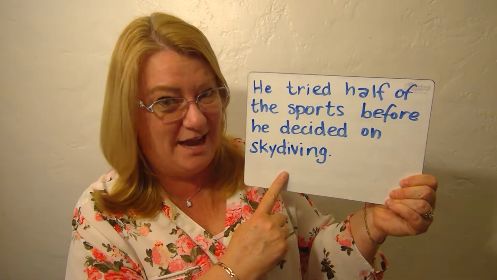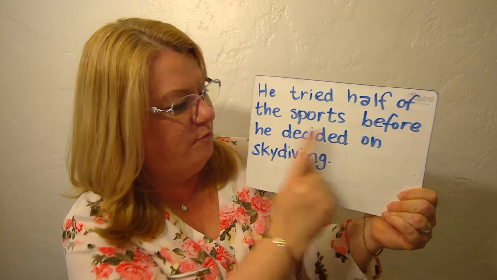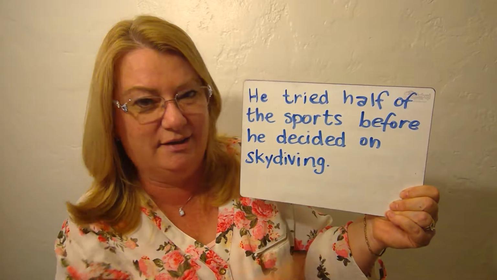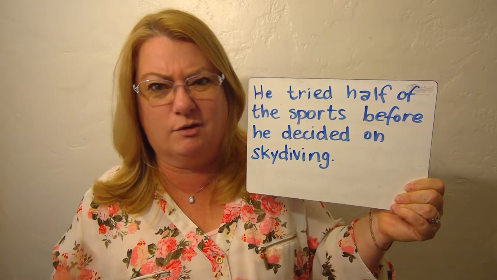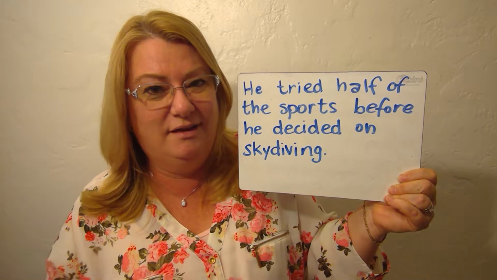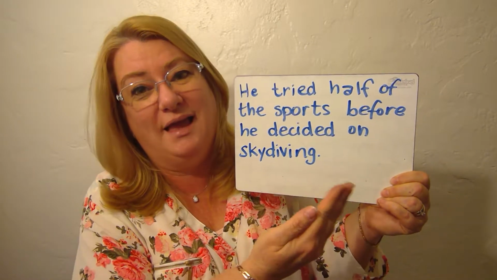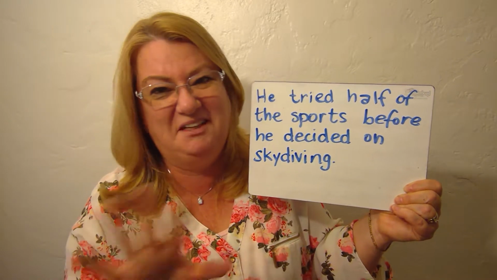Okay, let's look at our last sentence. We saw this one before about the skydiving. He tried half of the sports before he decided on skydiving. So he didn't even have to try the other half. He didn't have to participate in them, not even think about it, not spend money on it. He found this one. So he tried half of the sports and he decided that's the one he wanted. Didn't have to do the other ones. So half, when a group is divided and we're working with just one part of the group.